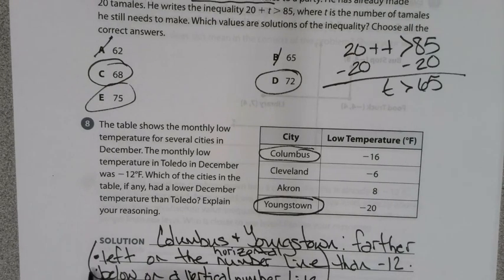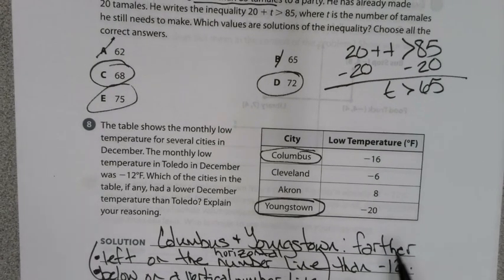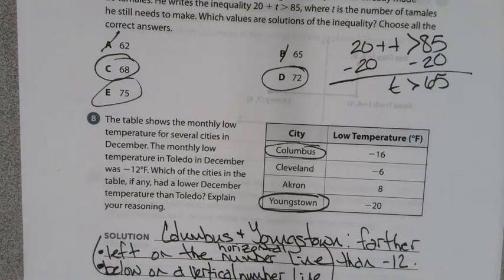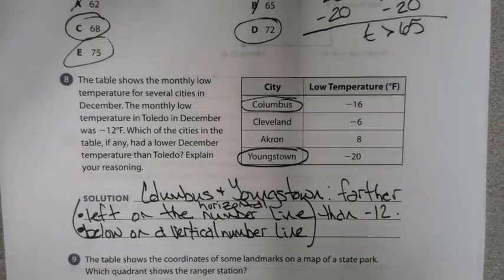I'm putting that in parentheses because both of these would be true. Either they're further left on a horizontal number line than -12, or they're further below on a vertical number line than -12. Oh, both of those work.